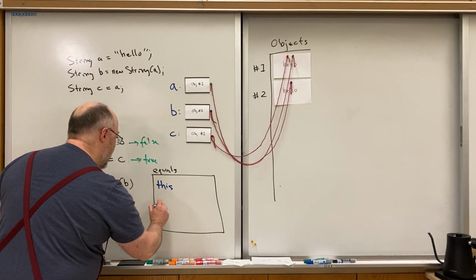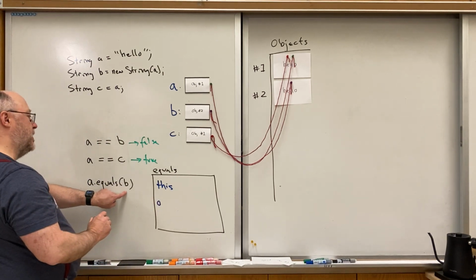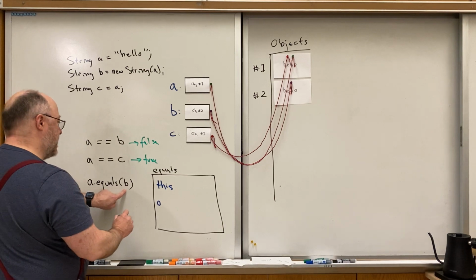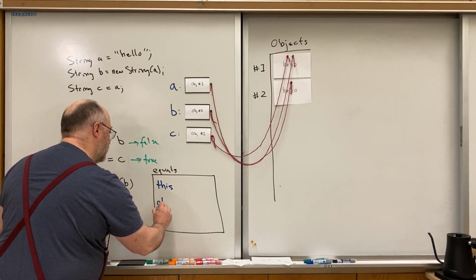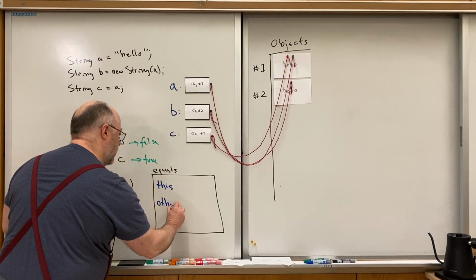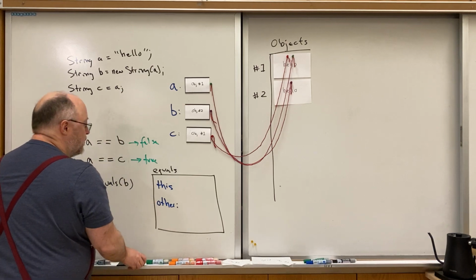the method, and another variable whose name we don't know, but we know there has to be at least one parameter in this method because it takes an argument here. And so we'll just call it other, which is usually what people call it in their equals method. And that means we have two new variables.